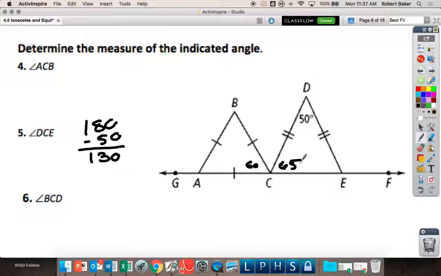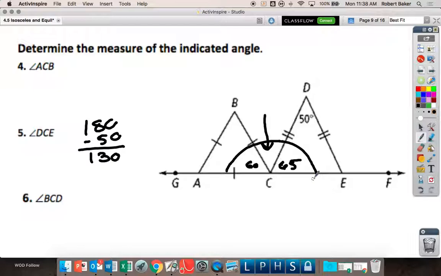And how big is angle DCB? How do you know that? There is 180 degrees across every line in geometry. So 60 plus x plus 65 should equal 180 degrees. So when you solve for that, you get 55 degrees.